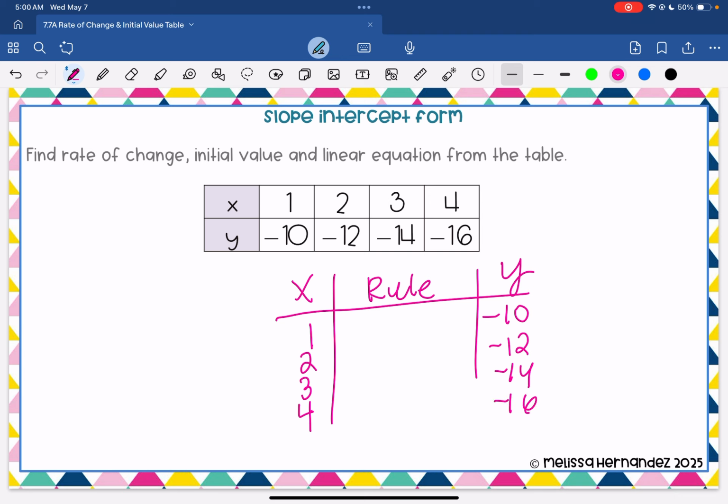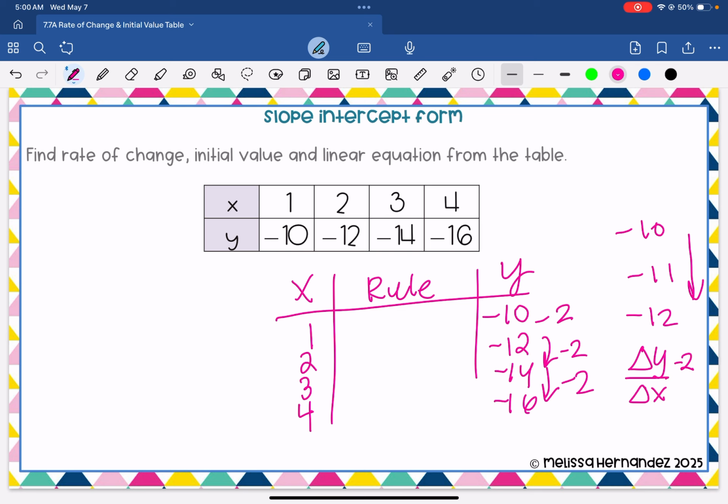Okay, so on the right side, even though there's lots of negative signs, you're going up because, no, you're going down, sorry. So negative 10, and then you got negative 11, negative 12. So yeah, you're going down, minus 2. That means this is a negative rate of change unless the other side was negative 2. So you ended up with negative 2 for the change in y. Now, it's easy to tell it's plus 1 on the other side. So in other words, my rate of change is negative 2 all the way through.